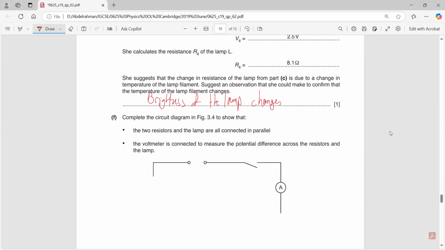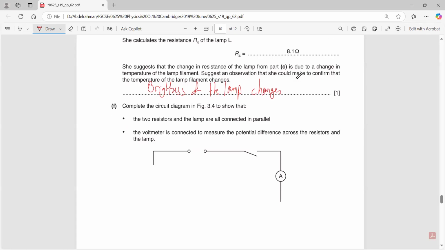I know this might be a new question. Brightness of the lamp changes. What does this have to do with the voltage? But yes, we might have some of these questions.